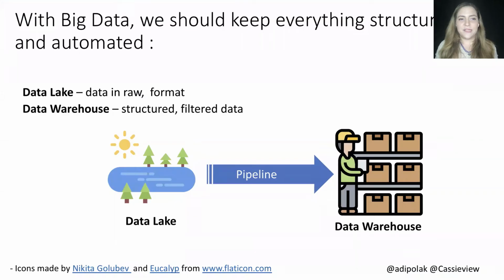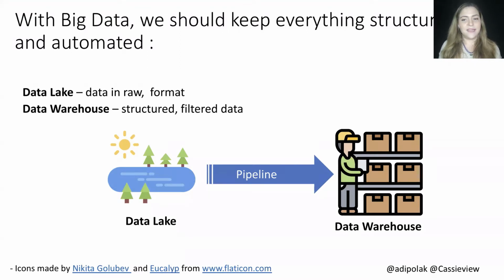And that brings me to the area of how we work with big data. In order for us to work efficiently with big data, we should keep it under structure and also make sure we're automating the process. And when we define automating the process, we need to understand new concepts like data lake.